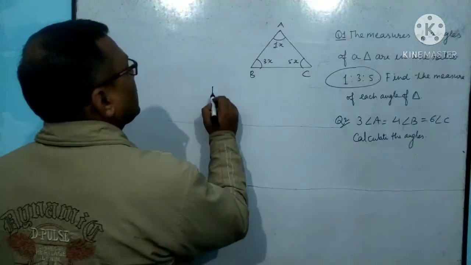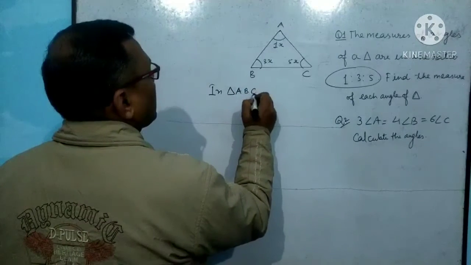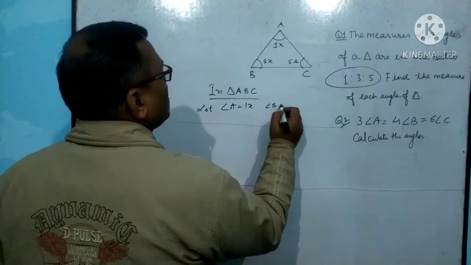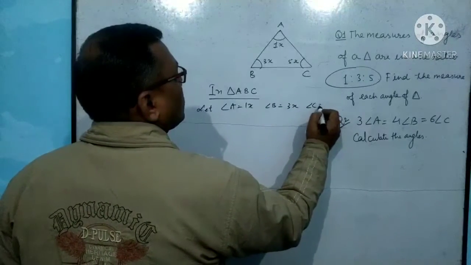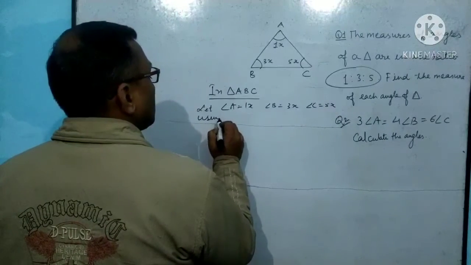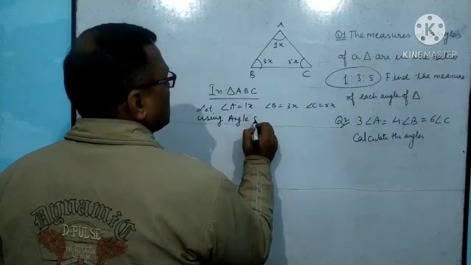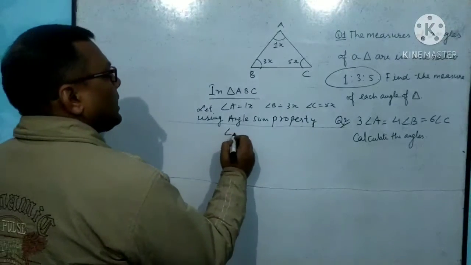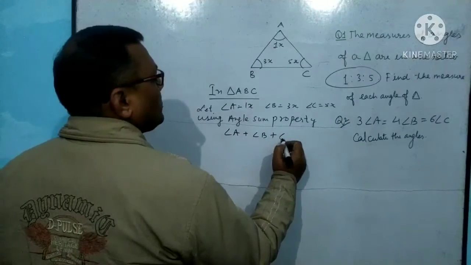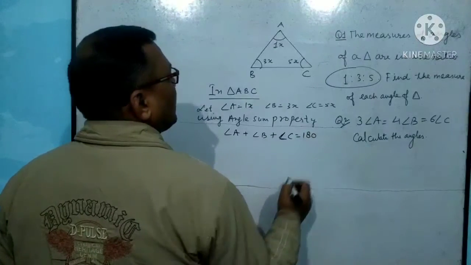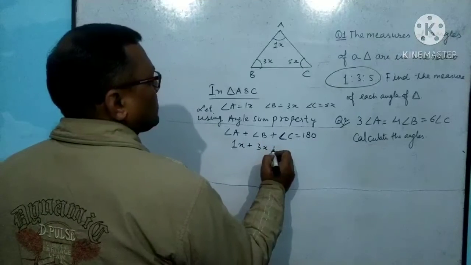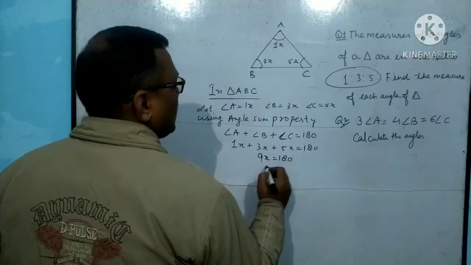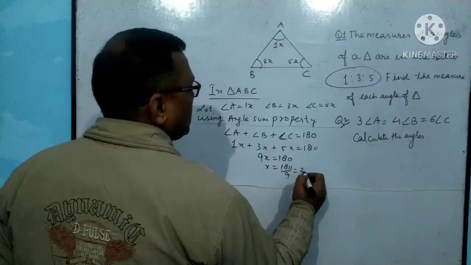And now I write, in triangle ABC, angle A is equal to 1x, let angle B be equal to 3x, angle C is equal to 5x, using the angle sum property. How is the angle sum property used? You write angle A plus angle B plus angle C, which comes to be 180. Put the values: 1x plus 3x plus 5x is 180. So 1 plus 3 plus 5 is 9, so 9x becomes 180. So x becomes 180 upon 9, which comes to be 20 degrees.